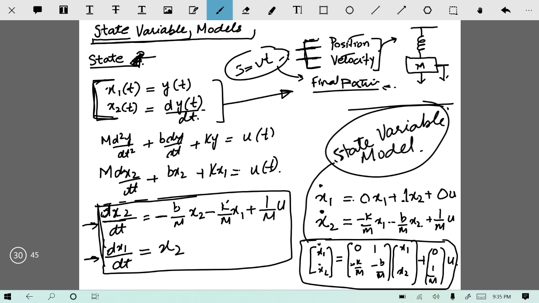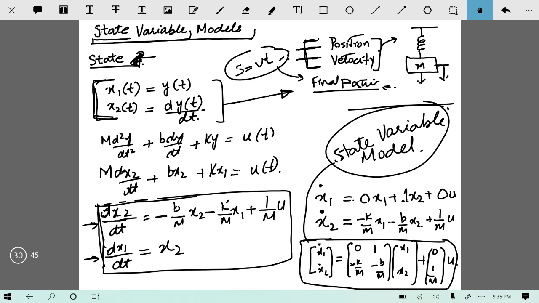What was our starting point while defining a state variable model? We are given a system, and the first step was to choose state variables. In this system, we chose position and velocity as state variables because by these two variables we have enough information that we can find the output.